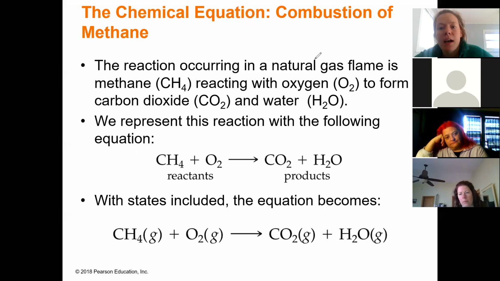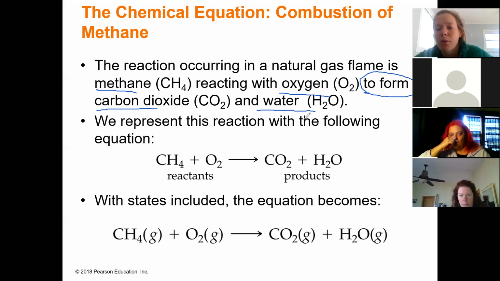But for this one, we've got a reaction that occurs with methane. It reacts with oxygen and it forms CO2 and water. So if you're ever given a word problem like this, where it gives you the words and doesn't give you the formulas, you would need to write the correct formulas for each thing. The "to form" is your arrow, and then these are your products, right? So we've got 2 reactants and 2 products.